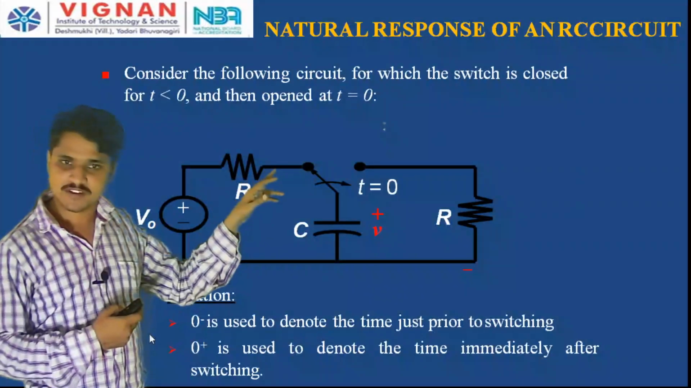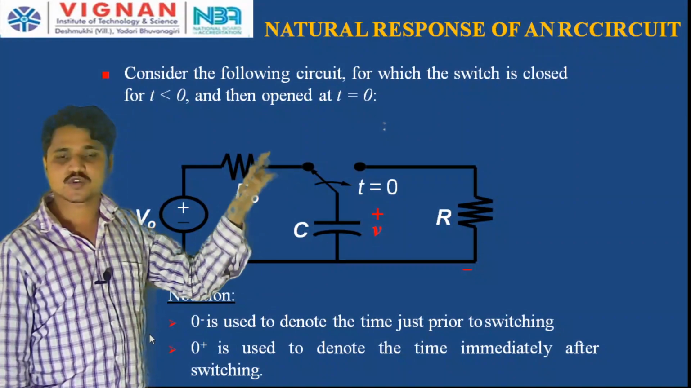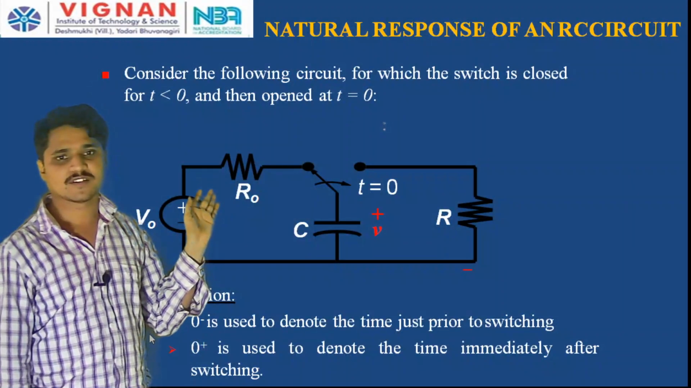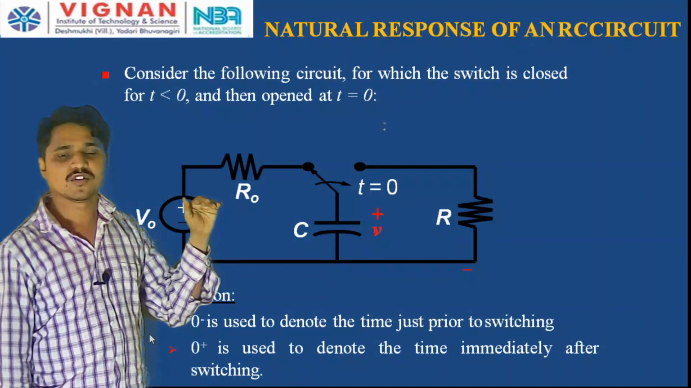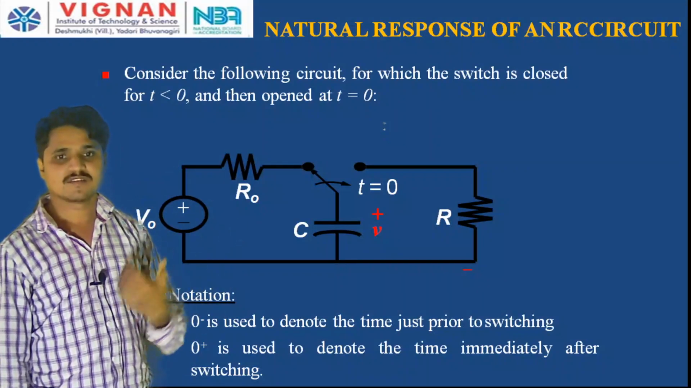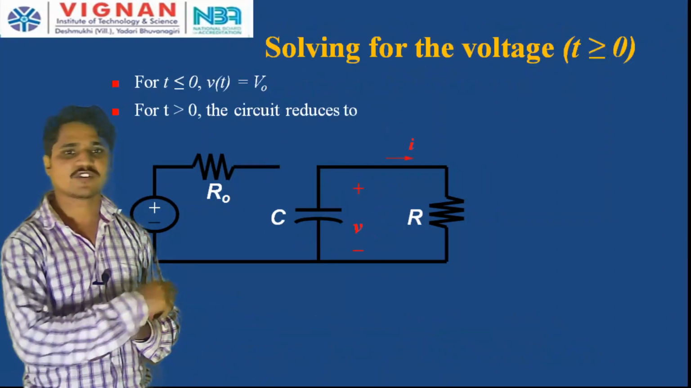Whenever any circuit is given, see whether the switch is opening or closing. In some problems it is opening, in some problems it is closing at t equal to 0. So, t equal to 0 minus means you take the opposite state, and t equal to 0 plus means what is happening after switching. That is what we are going to do.